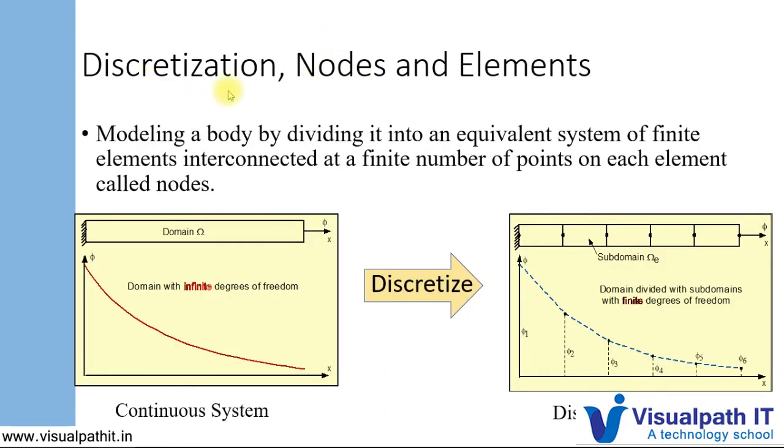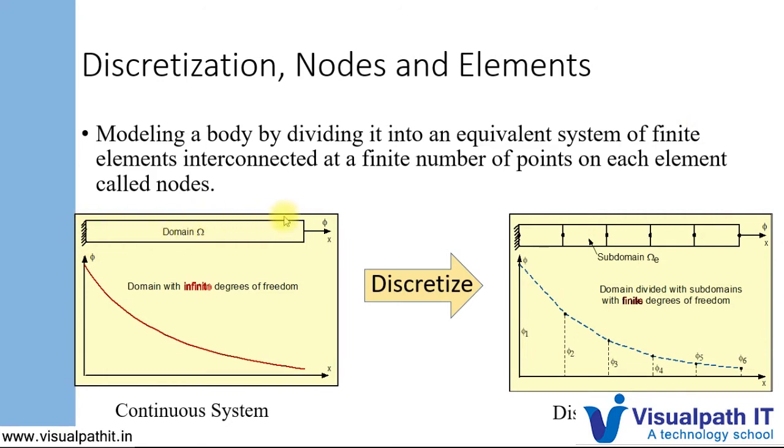What are the different components of a finite element method? Or rather than components, I would say these are the different steps that are involved in a finite element method. So the first step is discretization of the domain. As I was saying, our continuous domain, or the physical domain, needs to be discretized into finite elements. So, the modeling of a body by dividing it into an equivalent system of finite elements interconnected by a finite number of points on each element called nodes. This is the definition of discretization.